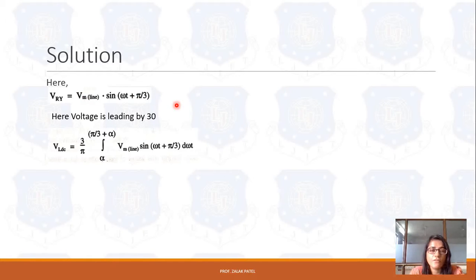And that's why if we put the values in the equation from the previous slide, if we put the value of Vry over here, then it can be written like this: 3 upon pi, integration from alpha to alpha plus pi by 3 of Vm sin omega t plus pi by 3 d omega t. Okay, so now we have to integrate this part. If we integrate it, it can be written like this. This Vm is out of the integration, so 3 Vm line upon pi.